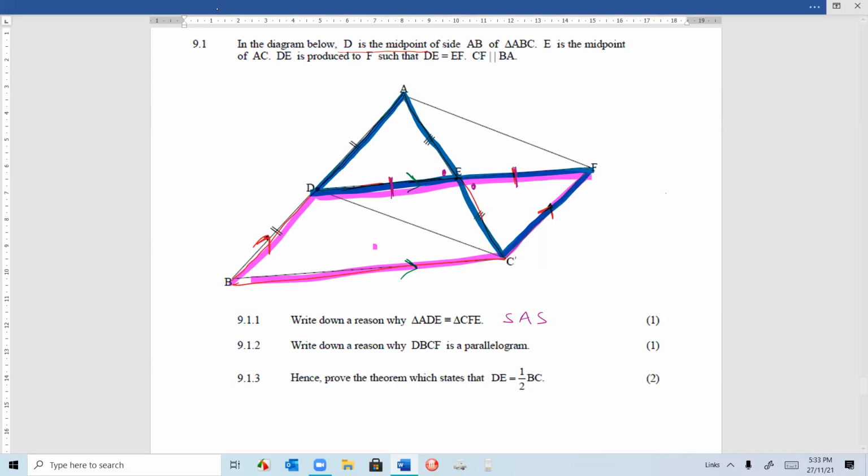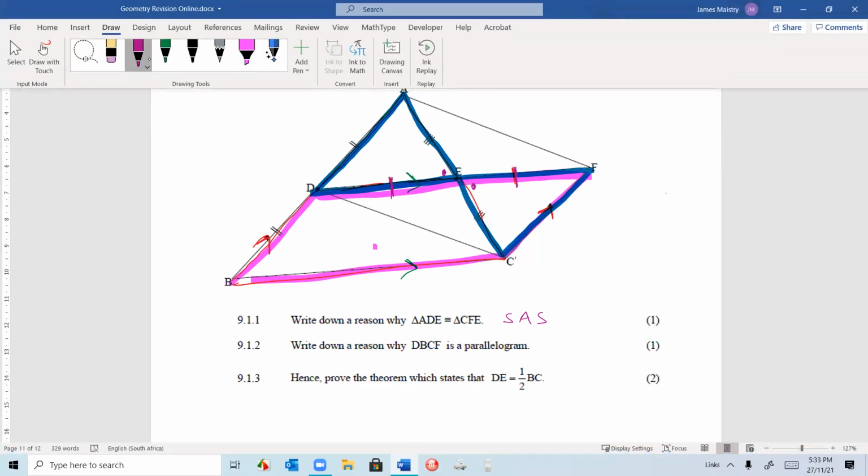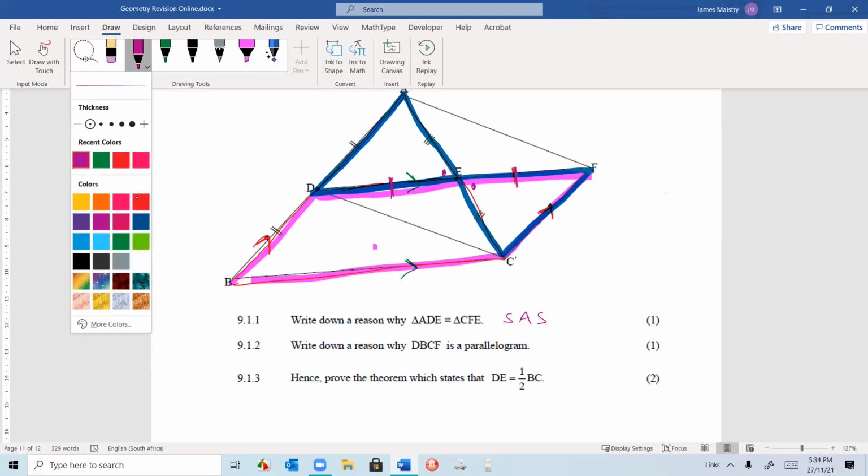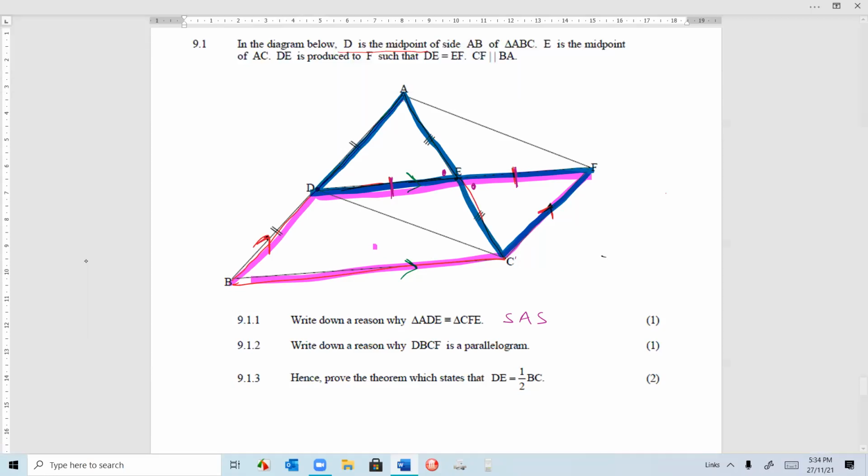Okay, can we prove it's a parallelogram? Any ideas? AD is equal to CF because of congruent triangles proven, which makes BD also equal to CF. Hey, that's a quick way, huh? Well done. AD is equal to DB.